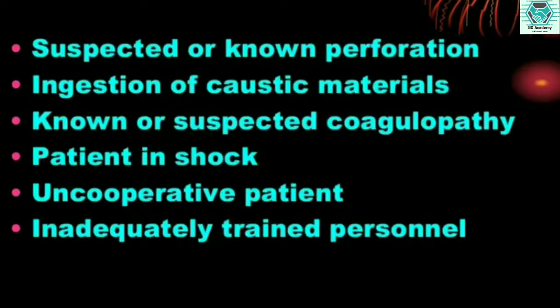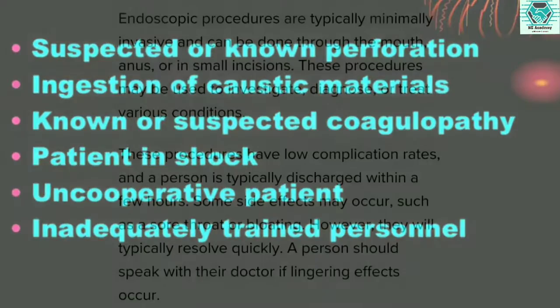Now, what are the contraindications of upper GI endoscopy? Number 1, suspected or known perforation. Next, ingestion of caustic materials. Known or suspected coagulopathy. Patient in shock. Uncooperative patient and inadequately trained personnel. So these contraindications are there.